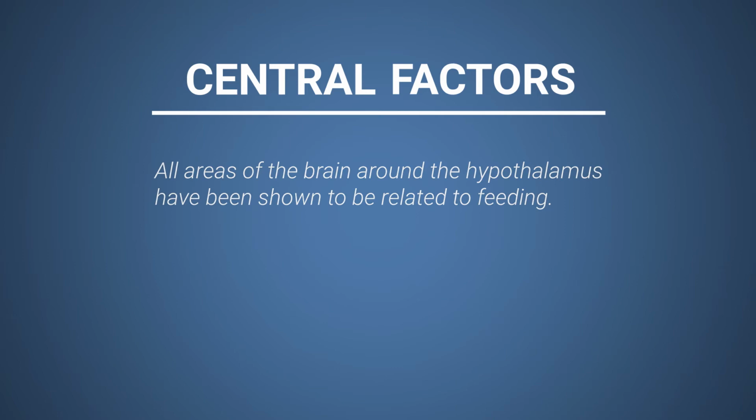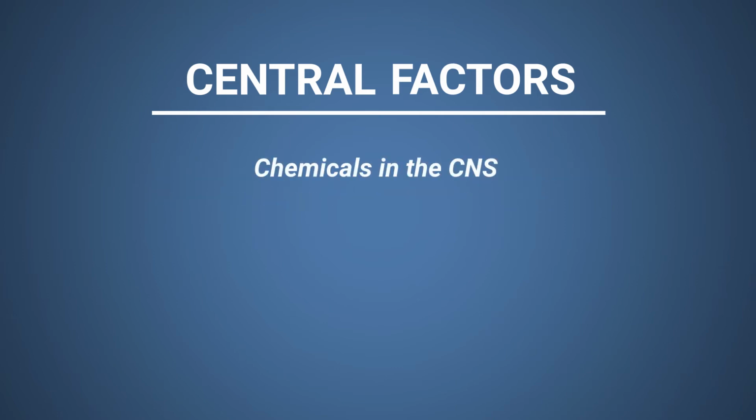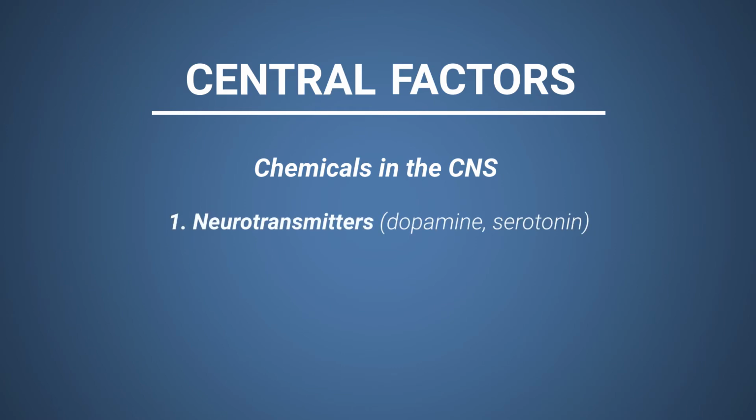The next central factor is chemicals in the central nervous system. The first chemical is neurotransmitters such as dopamine and serotonin. Both of these inhibit eating. Within the LH, they affect the size of meals. Within the VMH, they affect the frequency of meals.